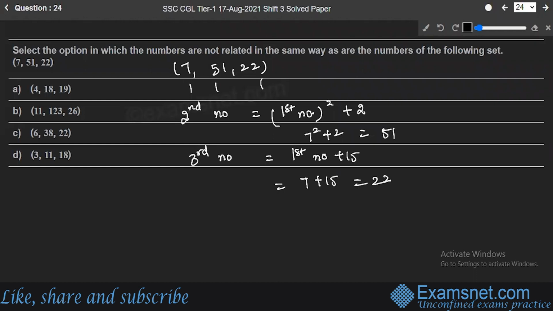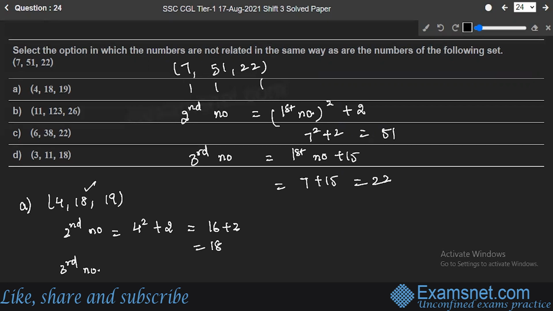Correct. Okay. So now let's see which option is not following our logic. Let's start with option A. It's 4, 18 and 19. So the second number here should be square of the first number plus 2. That is equal to 16 plus 2, which is equal to 18, which is correct. Let's see the third number. It should be equal to first number plus 15, right? Let's see.